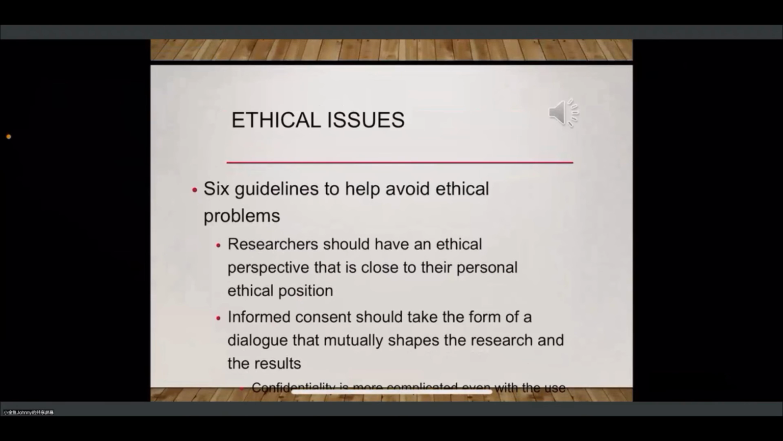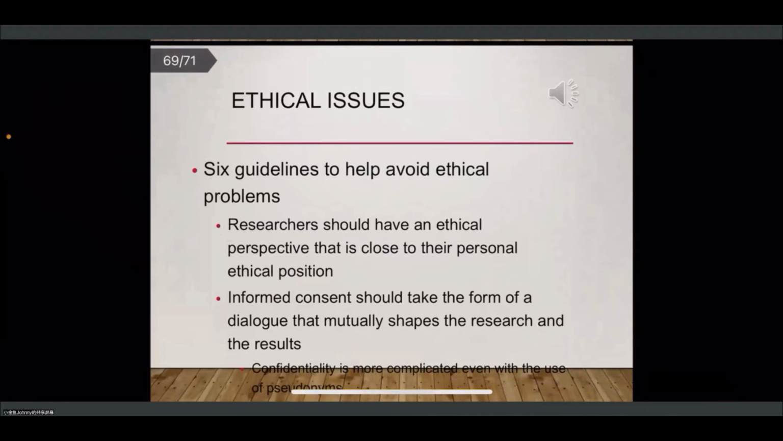First one, researchers should have an ethical perspective that is close to their personal ethical position. Maybe the researchers will have justice and honesty in their personal ethical position. That is a good basis for us to build the relationship with the participants.